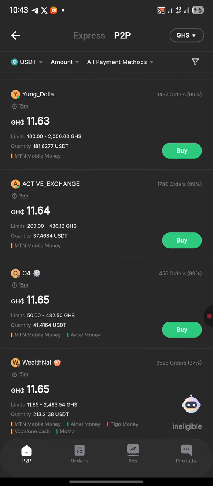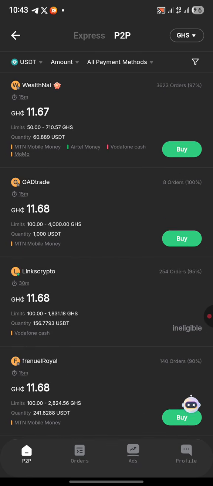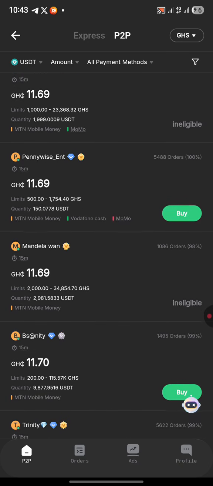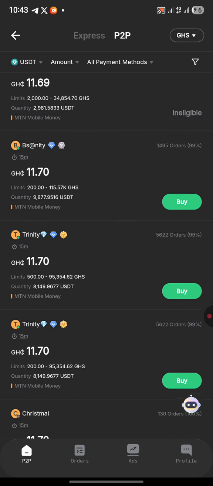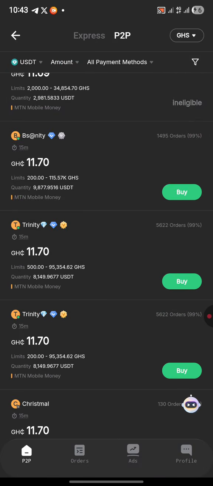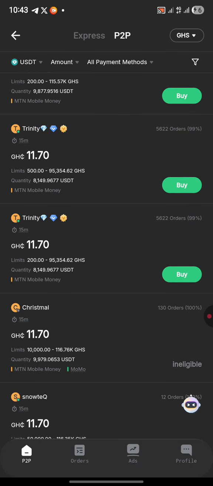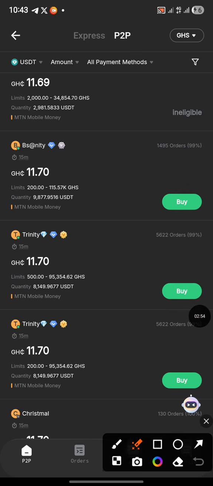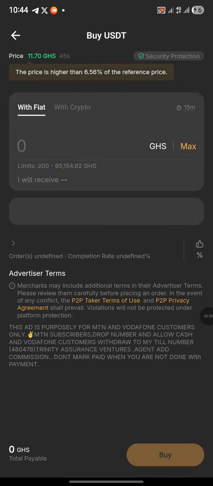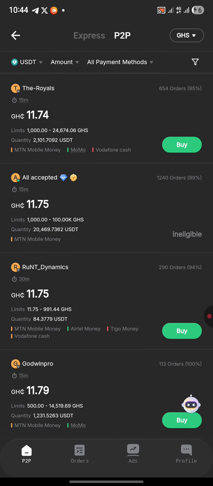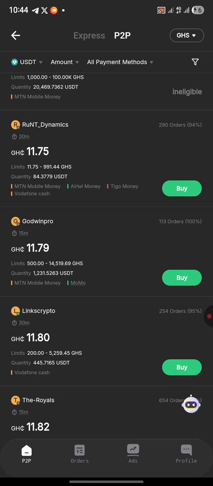So let me go and choose one of the best people I mostly recommend. I have agents I've been having transactions with. If they are not available online, I don't recommend any of them. They are very good, especially Trinity, but you have to check the price range. The reason why I didn't choose this one is the price limit over here, 500 cedis. I'm not using that. But if you have an amount of about 500 cedis, you can just do it.